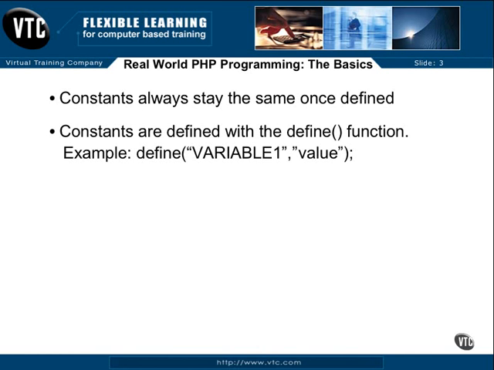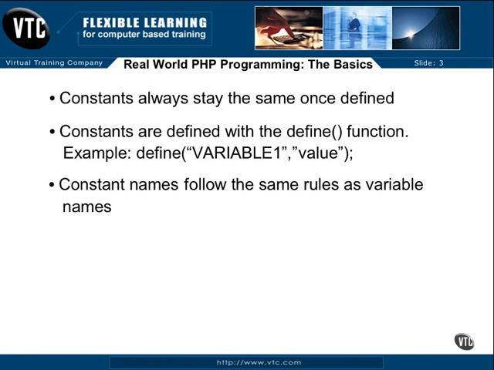A constant is defined using the define function. You simply type define, followed by a round bracket, then a double quote, and what you want to name the constant. Constant names follow the same rules as variables do. After the name, another double quote, then a comma, then the value of that constant in double quotes. You end the function call with a closing round bracket and, of course, a semicolon.